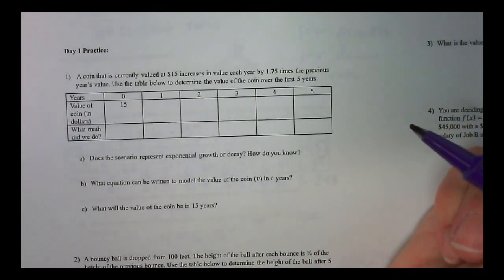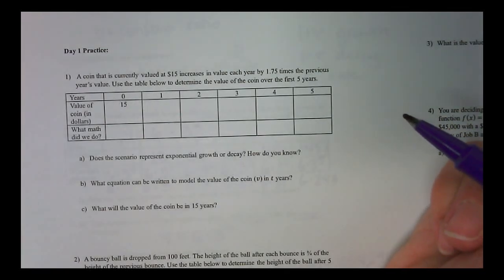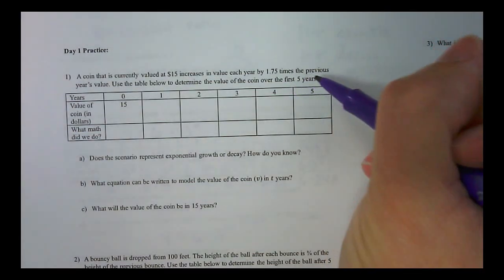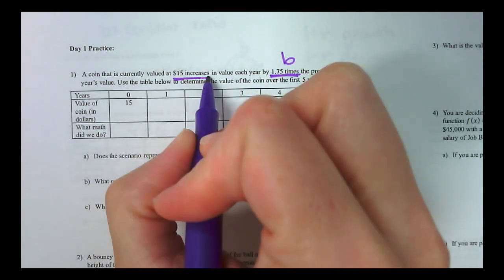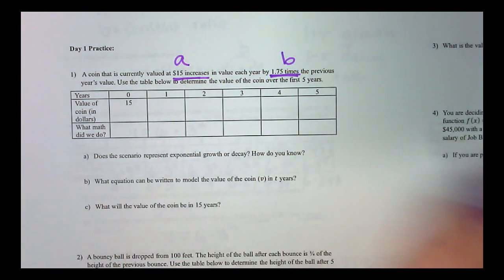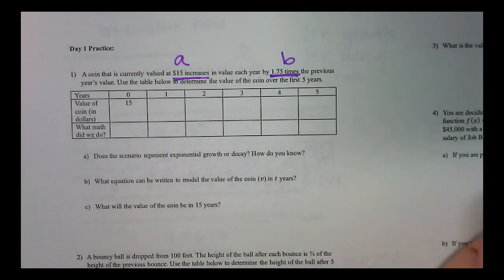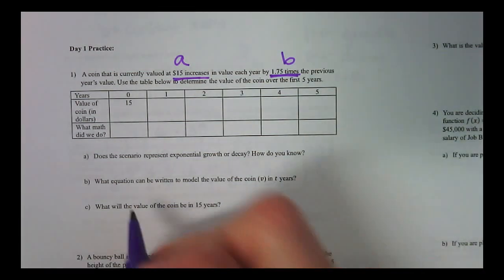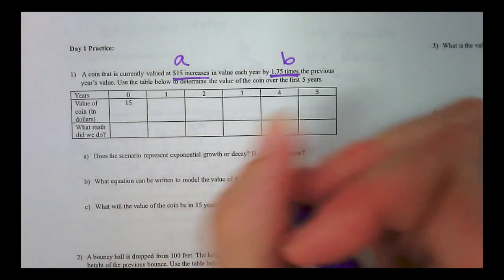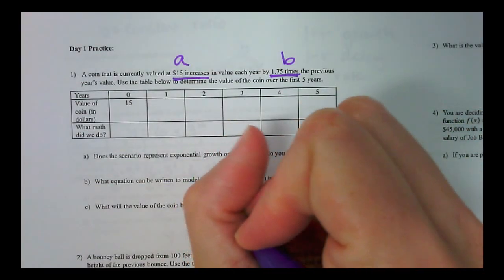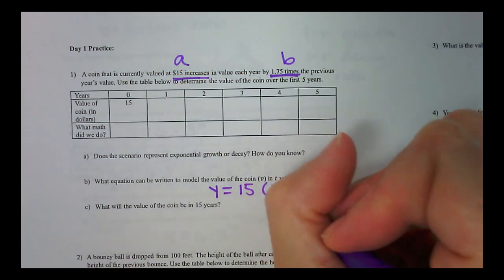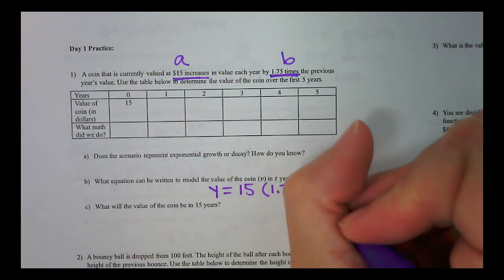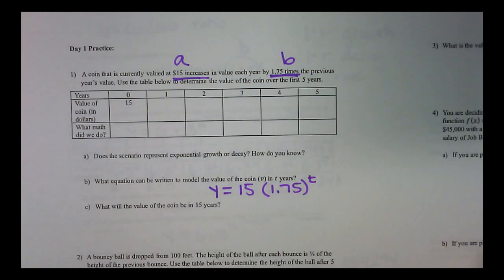Okay, it says a coin that is currently valued at $15 increases in value each year by 1.75 times. So this is our B. This is our A, because that's what we started with. It says, what equation? I don't know why we don't just start with this. And it says use T, so we're going to put T here instead.